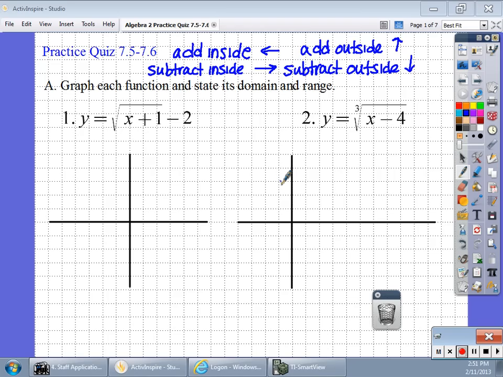Okay, so for your quiz tomorrow, there's basically 5 different things you have to do, and we're going to go over each one of those right now. If you can do these, you're going to be fine tomorrow. Practice quiz 7.5 to 7.6, we need to graph each function and state its domain and range.